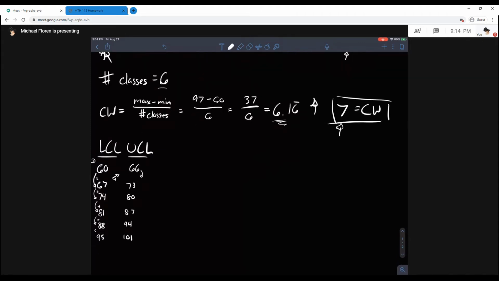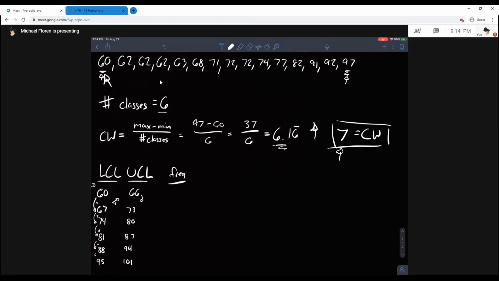Now if I want to, I can work on calculating the frequency, and I'll do this before some of the other stuff. The frequency is just looking at how many numbers are between 60 and 66. So I'm going to count how many numbers are between 60 and 66. Looking at this, 60, 62, remember we include 60. We include the edges of the class limit. 62, 62, 63, 63. When they're all lined up like this, it's really easy to see that these 5 numbers are between 60 and 66.